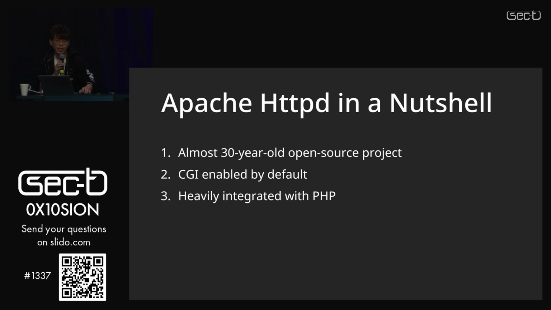So first, Apache is an open source project that's nearly 30 years old. So it might be older than some of you here, maybe. And because Apache has existed since the early days of the internet, it has accumulated a lot of technical debt. Also, Apache enabled the CGI by default, which greatly increased its potential attack surface. And the last is that Apache is the only web server that can integrate with PHP smoothly.